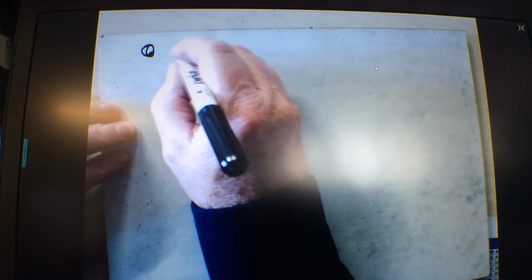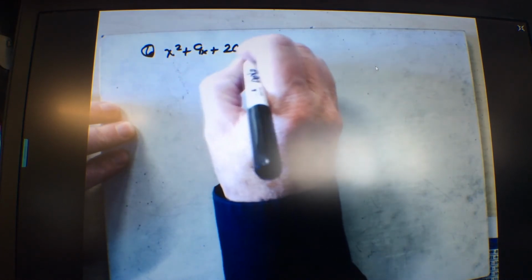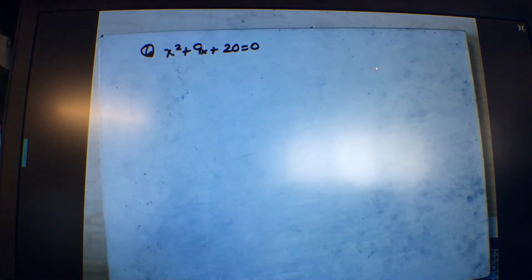Can I move it over here? 6, there we go. So what if I have, would you do this one? X squared plus 9x plus 20 equals 0. Would you solve this one?